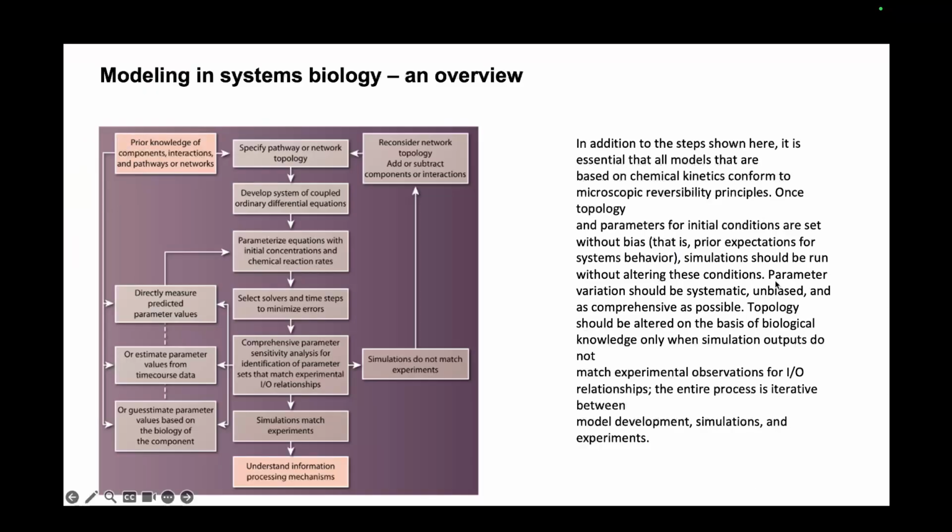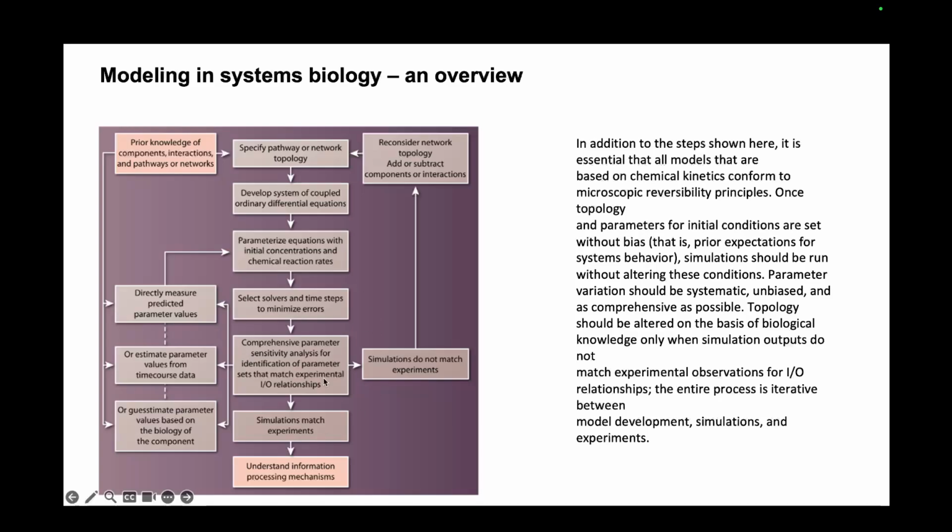Okay. So we've covered the network parts, the basic measures of a network, what all you can infer from a network, and how you can divide a network into different components. Now, the idea is how to use these networks in models of biological systems. So actually, this is a good representation of modeling in systems biology. You start with some prior knowledge of components, interactions, pathways, or networks. Then you develop a system of coupled ordinary differential equations, and you use parameters to better describe the equations.